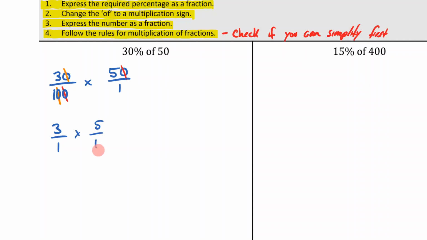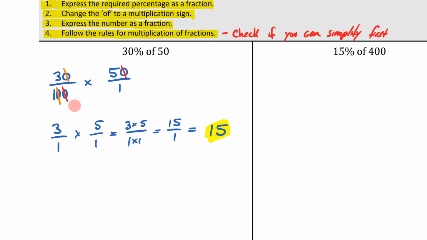And then we multiply across. So remember, you multiply your numerators together, 3 by 5. You multiply your denominators together, 1 by 1. 3 times 5 is 15. 1 times 1 is 1. So that means my final answer is going to be 15. So you can see I did that nice and quickly by using this new technique of just crossing out zeros.